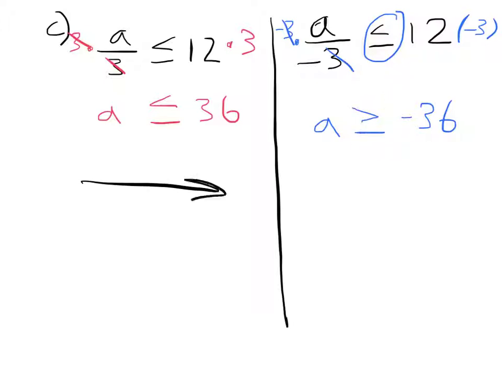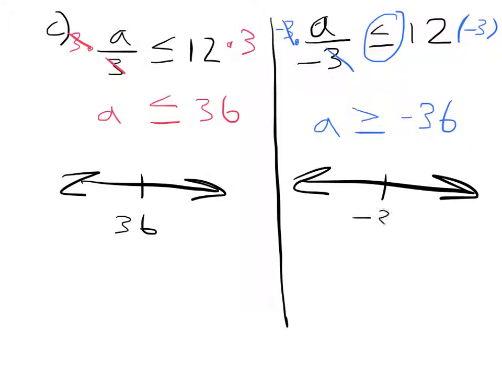Let's go ahead and graph both of these. 36 would be the most important number on this, and negative 36 would be the most important number on this. We have a closed circle because of the equal to under the inequality, and we have that a is on the small side, and so we graph to the left. On the other graph, it's a closed circle because of the equal to, but a is on the large side, and so now I need to graph to the right of the inequality. And that's how you deal with multiplying on both sides of an inequality.